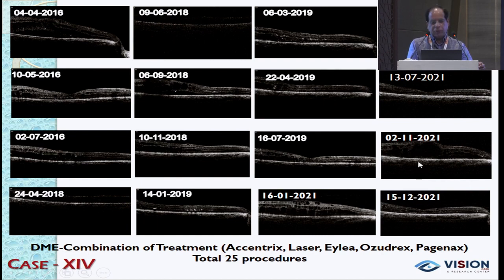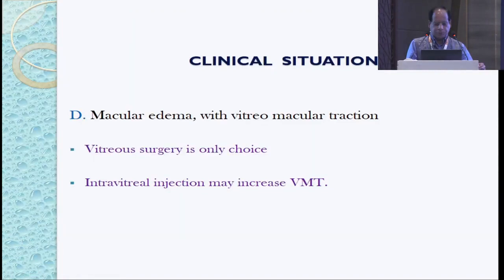Although at that time it was not approved for DME, which is now approved, since he had become my friend over 7 years, I discussed with him all the pros and cons and gave him the Pagenax, and now he is on PRN Pagenax. Every 4 months, 5 months we have to repeat the injection.